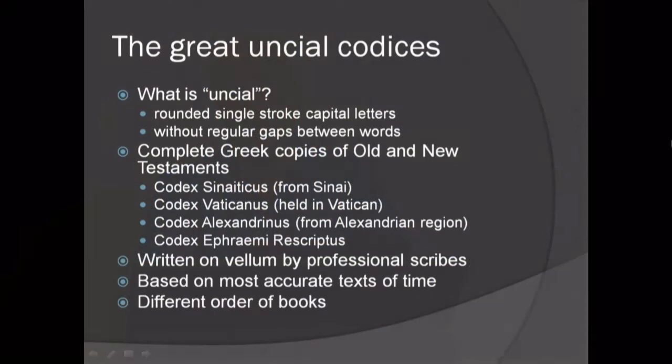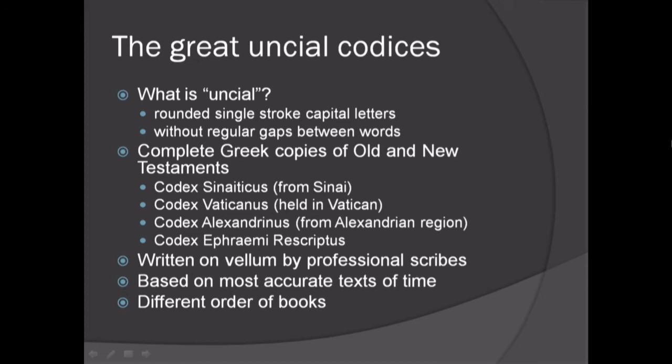Now I'll talk about the great uncial codices. So what does uncial mean? Uncial means rounded single stroke capital letters, uppercase, without regular gaps between words, which makes it really easy to read.